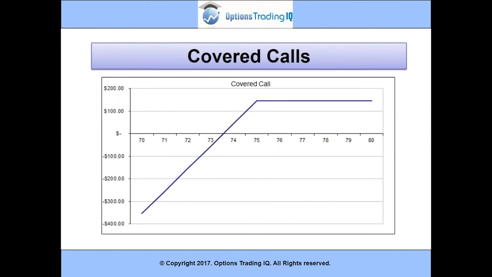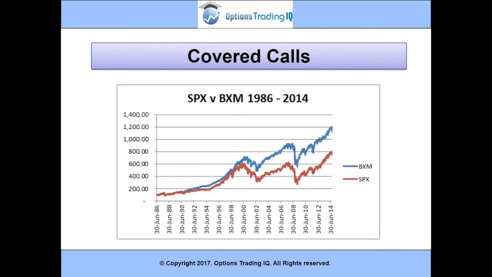So standard profit diagram there for a covered call. You've still got a little bit of downside risk. You're giving up some of the upside potential, but you've got this extra income potential. Okay, so that's probably pretty obvious for a lot of you guys.